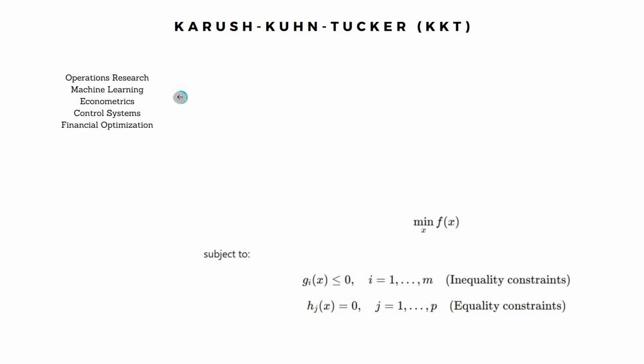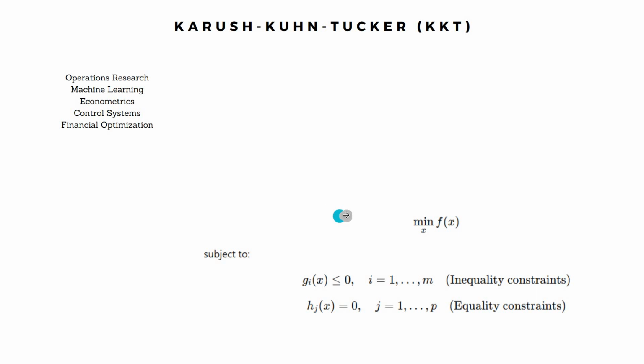You will also find them in machine learning, like in support vector machines, or SVMs for short. And they are important in econometrics, control systems, and financial optimization. So having a clear understanding of KKT conditions is very important if you are working in these areas.